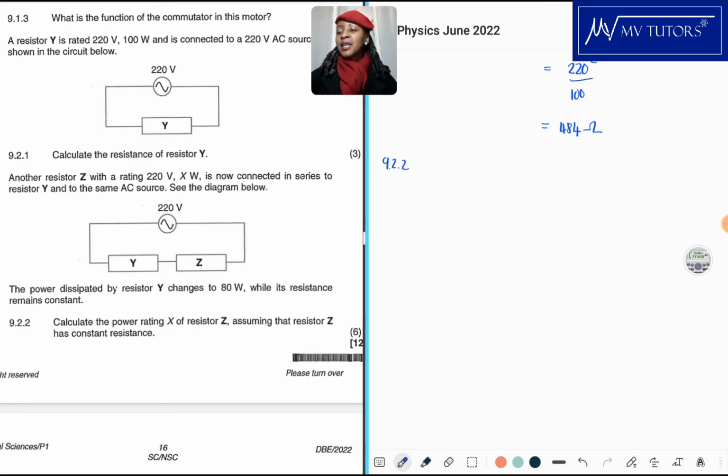9.2.2. Calculate. Okay, we haven't even read what it's saying. It says another resistor Z with a rating of 220 volts and X amount of watts is now connected in series to resistor Y, which we've been dealing with, and to the same AC source. Now the power dissipated by resistor Y changes to 80 watts. So initially we had 100 watts and now we're on 80 watts, but the resistance remains constant.